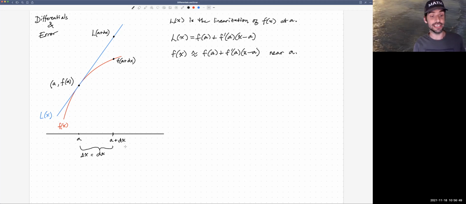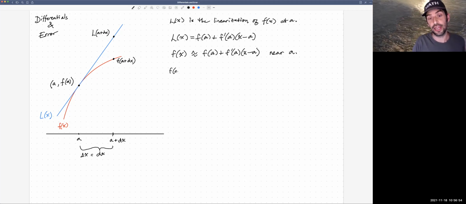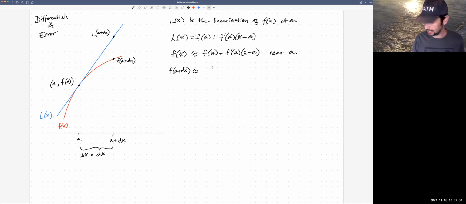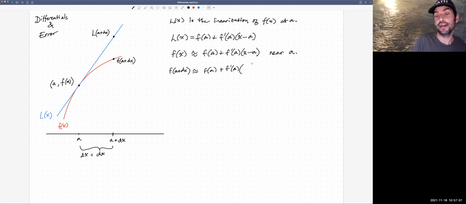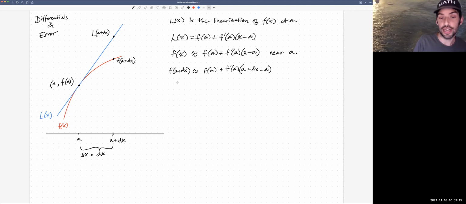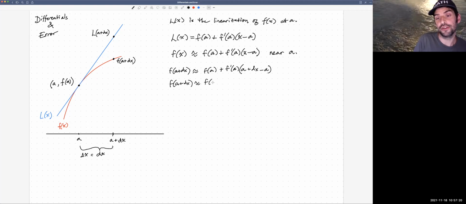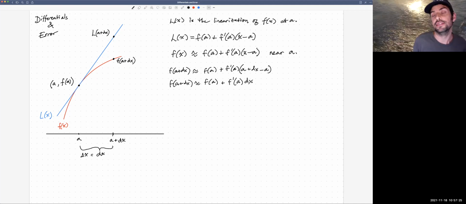Because we're thinking of dx as something small, we're certainly near a. So f of a plus dx should be approximately equal to what I have on the right here, f of a plus f prime of a times, and we're evaluating this not at x, we're putting in the value a plus dx minus a. And if we work that out, we get f of a plus dx is approximately equal to f of a plus f prime of a dx.